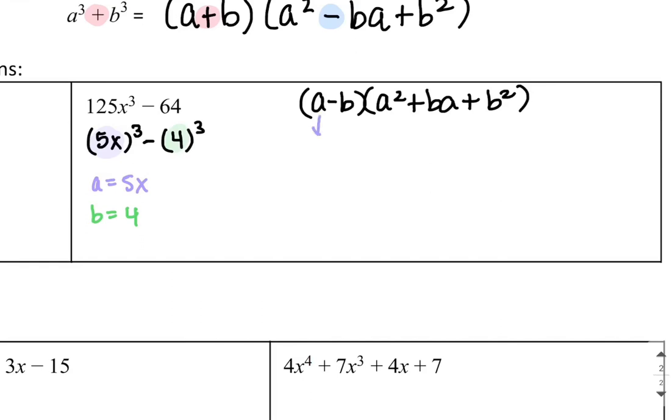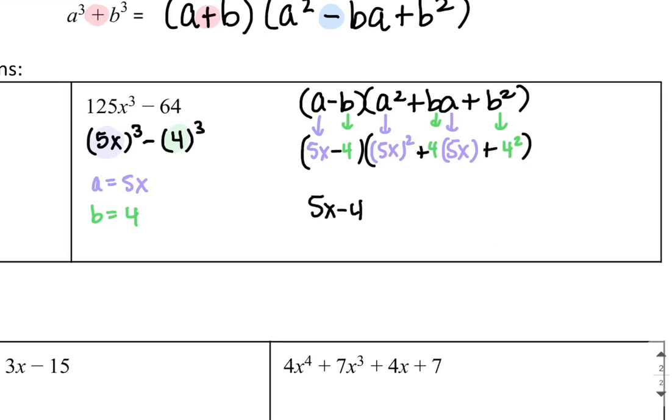So a replacing with 5x. This is 5x squared. This is 5x. I'm going to put it in parentheses because I'm going to be multiplying by that b. I'm replacing every b I see with 4. So 4, and this is 4 squared. And then I'm plugging in everything else I have. So I'm putting in my operations, and then I'm simplifying. So the answer is 5x minus 4 times 25x squared plus 20x plus 16, and this is my answer.